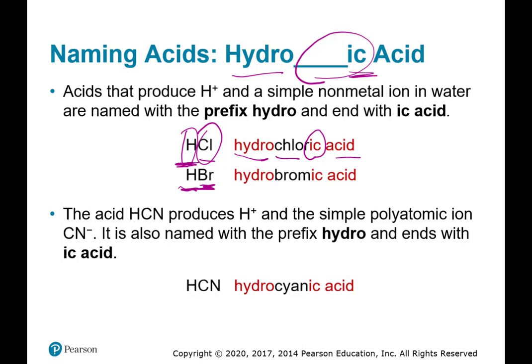HBr, hydrobromic acid. Again, we take the ide, this would be bromide, and we make it ic, hydrobromic acid. The acid HCN, now this is not binary, but it does produce H+ ion, and the CN is a polyatomic ion, cyanide. So we still take that ide ending and turn it to ic. So this would be hydrocyanic acid.